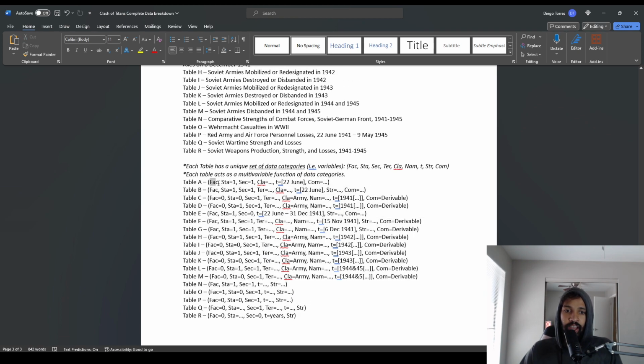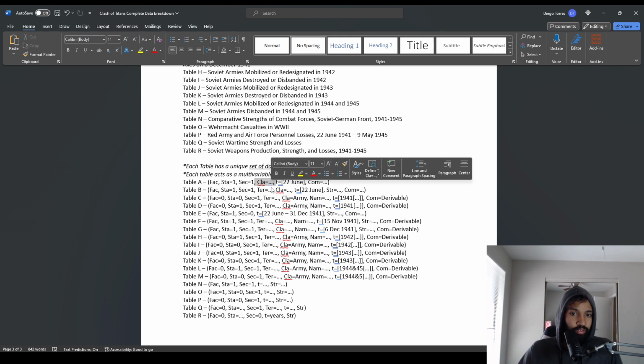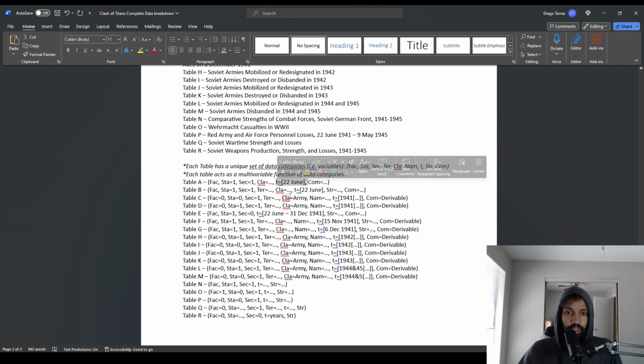So table A, it actually has both factions. However, its status is going to be 1, meaning that this is only talking about alive units. The sector is only going to be corresponding to military operations, not to military industry. There's a variety of classes, but the time frame is unique. It's only for June 22nd, right? It's not telling me data of the whole war. It's only telling me data of one particular day of the war, which is the start of Operation Barbarossa. And then it also gives me information on the composition of forces, right? And anything where you see the dots is basically just there's a lot of data there.